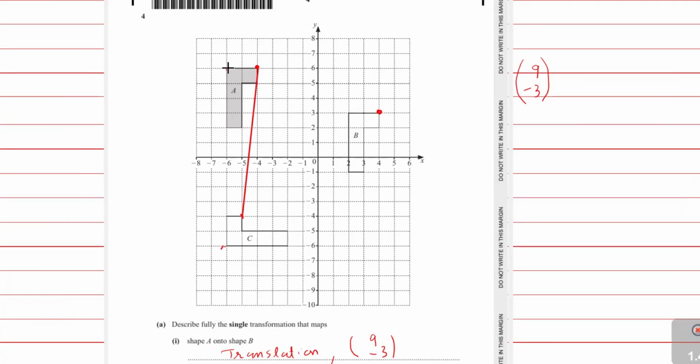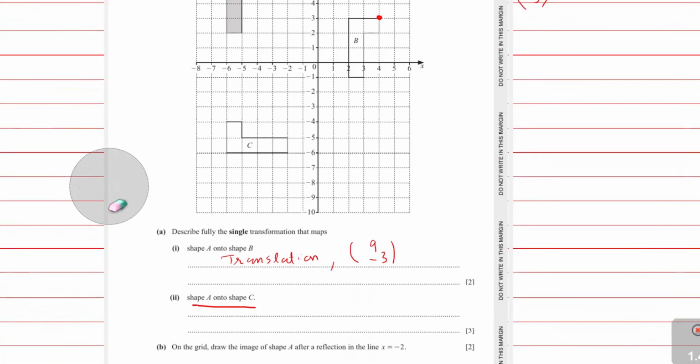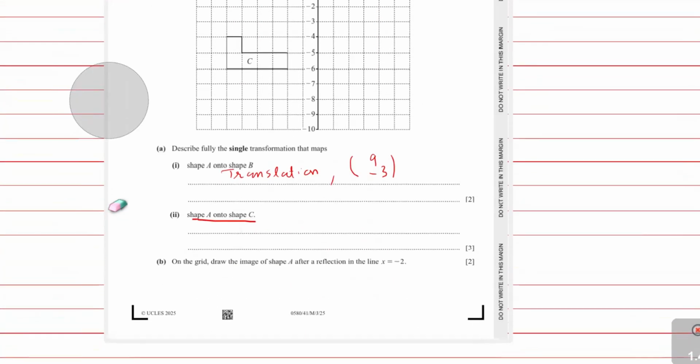We will join. Look here, we get lines. These lines are not parallel. If the lines are parallel, the transformation will be reflection. But these lines are not parallel, therefore this transformation is a rotation. Therefore, we write here the transformation is a rotation, and we mention here rotation.